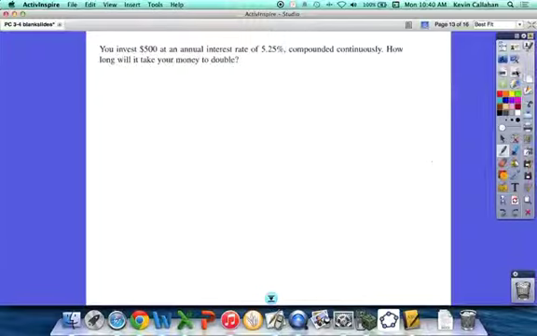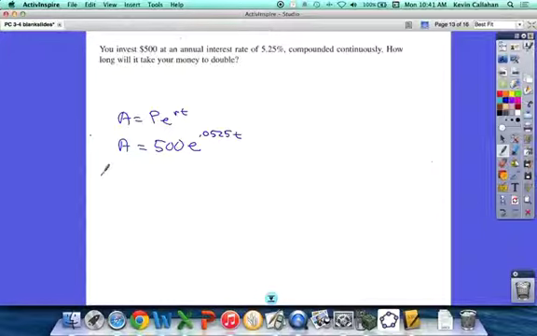Okay, which formula do we use for compound interest compounded continuously? PERT, right? So we need this formula. A equals P e to the rt. Okay, let's plug in what we've got. We know the initial is $500, that's the P. And the interest rate, 5.25%, which we have to write as a decimal, 0.0525. So this looks like A equals 500 e to the 0.0525t.